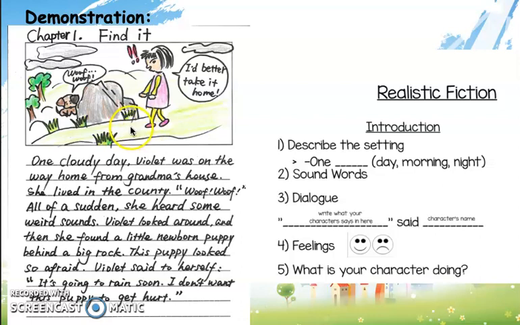Alright, writers, you might have seen this checklist last week, right? Today we will use the same checklist to make sure you have everything in your beginning part, okay? Number 1. Describe the setting. Do you tell your reader when and where the story happened? You also need to talk a little bit about the character's background.